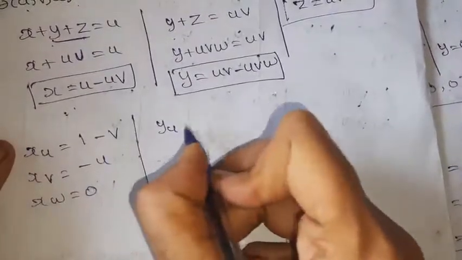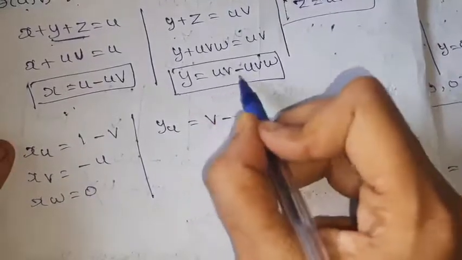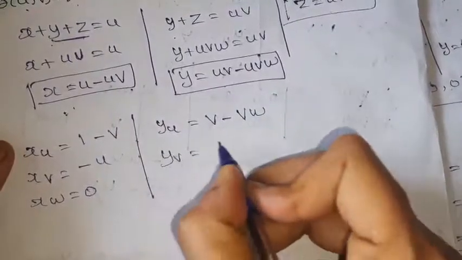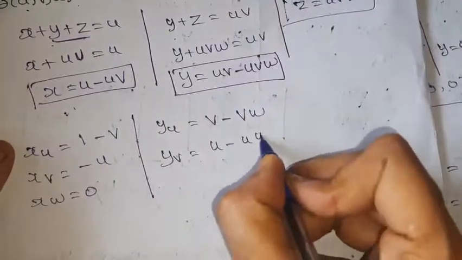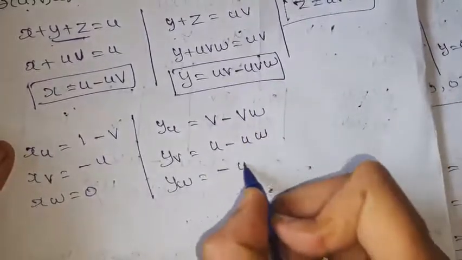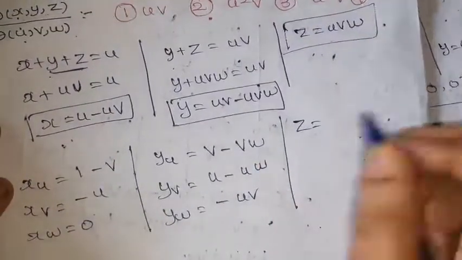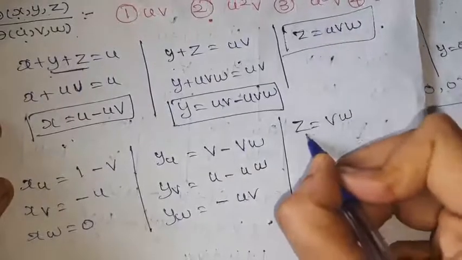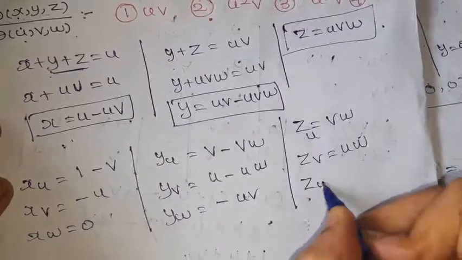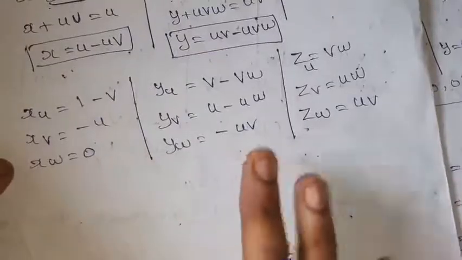Then what is yu? Yu is v minus vw. Then yv equal to u minus uw, right? Yw equal to minus uv. Then for z equal to uvw, zu equal to vw, zv equal to uw, zw equal to uv. So we can find out x, y, z as functions of u, v, w.